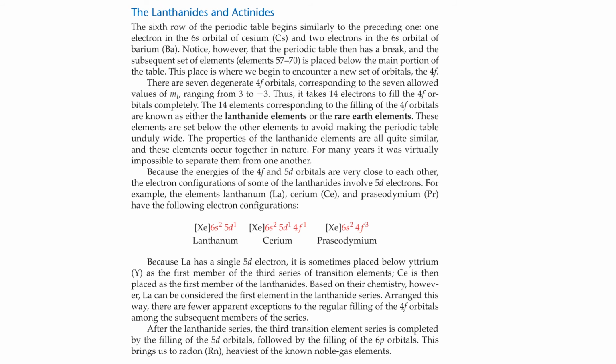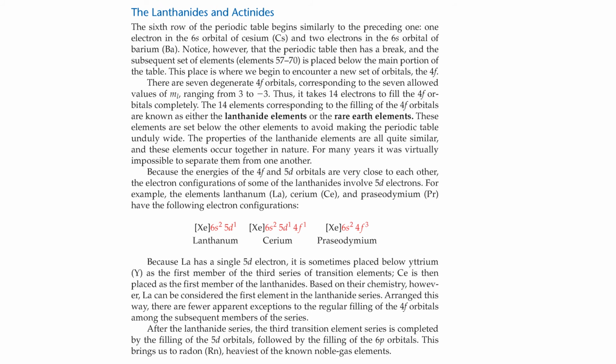The lanthanides and actinides. The 6th row of the periodic table begins similarly to the preceding one: 1 electron into the 6s orbital for cesium, and 2 electrons for the 6s orbital of barium. Notice, however, that the periodic table has a break, and the subsequent set of elements, 57 to 70, is placed below the main portion of the table. This is where we begin to encounter a new set of orbitals, the 4f.